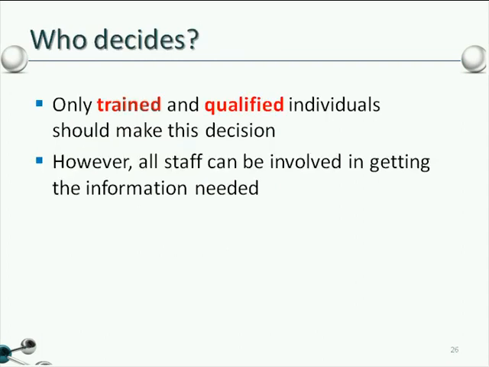Again, it's important to remember that you should only be making this decision if you're trained and qualified to make these decisions, and therefore it's important to get what information you can, but to pass it up to the clinically trained people if that's not you.